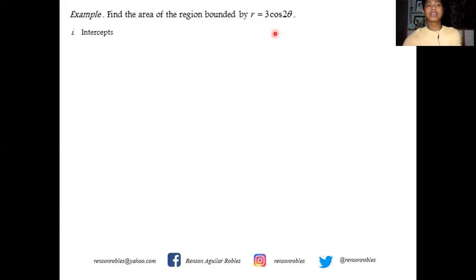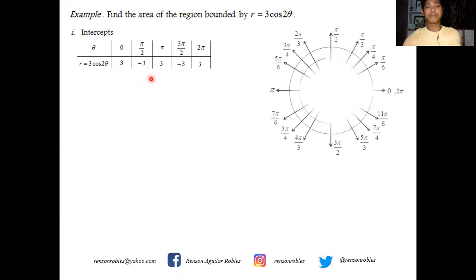Here we get the intercepts, and the intercepts are the points on the angles 0, pi over 2, pi, 3 pi over 2, and 2 pi. If theta is 0, pi over 2, pi, 3 pi over 2, and 2 pi, then r is equal to 3, negative 3, 3, negative 3, and 3. So we set these points on the polar coordinate paper. We have (3, 0), (negative 3, pi over 2), (3, pi), (negative 3, 3 pi over 2), and (3, 2 pi). The next thing to do is to find the intercepts.